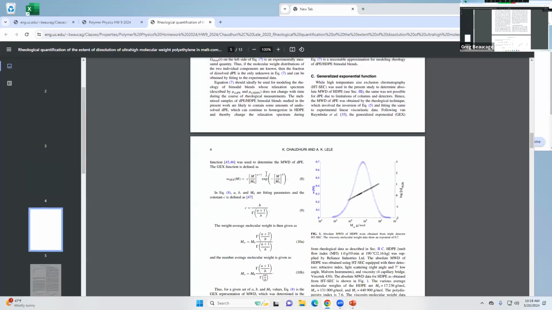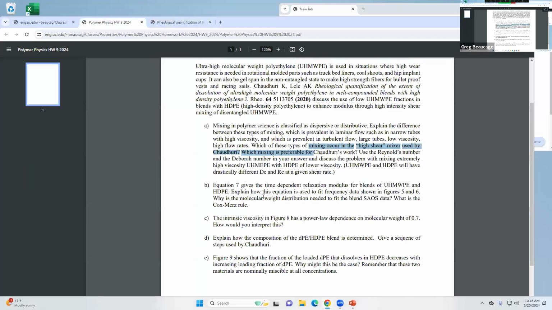So number 7, to get the frequency dependent, he has to do the Fourier transform of it. So he had to use the word Fourier transform in there. Anyway.